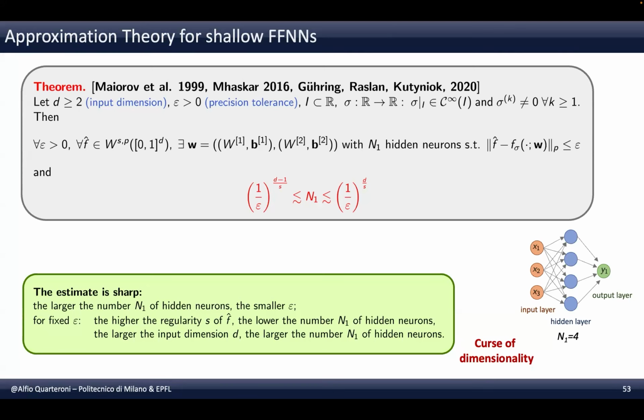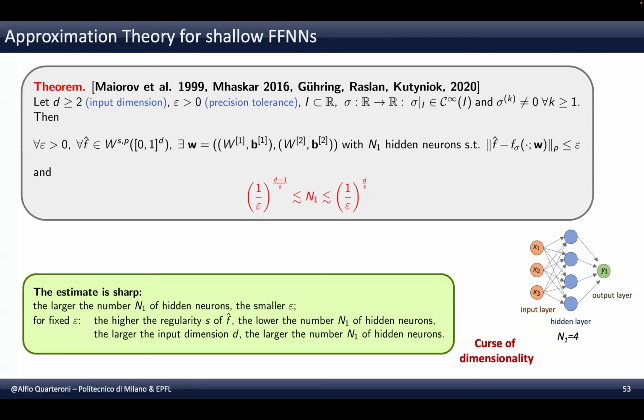But the larger the input dimension d, the larger the number of neurons. So if we're working in a high dimensional space of data, then you need a larger number of neurons. So this is the curse of dimensionality. You cannot escape the curse of dimensionality, and the dimensionality of the distribution of data is very high.